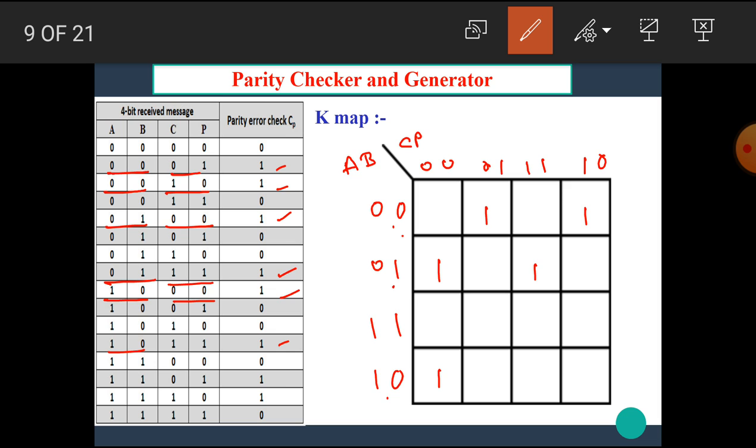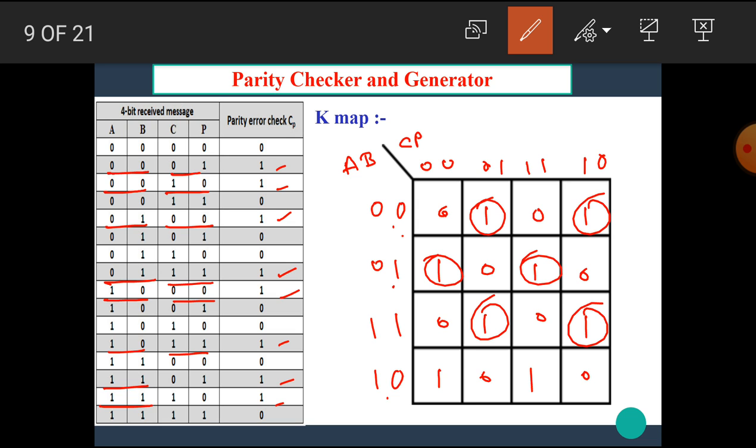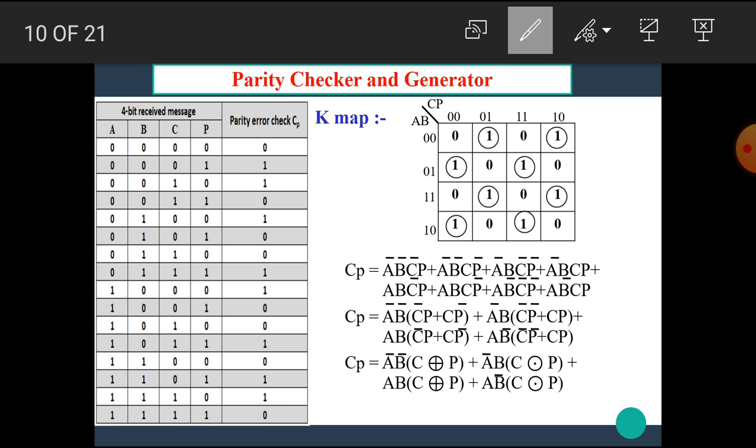For this one, the combination is 1 0 1 1. For this one, the combination is 1 1 0 1. And for this one, the combination is 1 1 1 0. Okay, we get this K map. In this K map, there is no octet, no quad, no pairs. All the ones are in a single state. This is the K map for the parity check bit. Now try to simplify this K map.